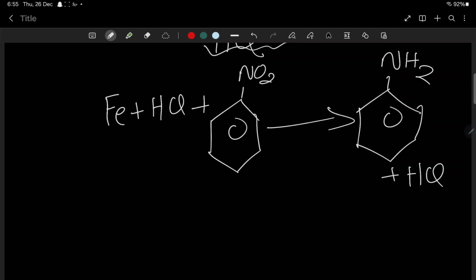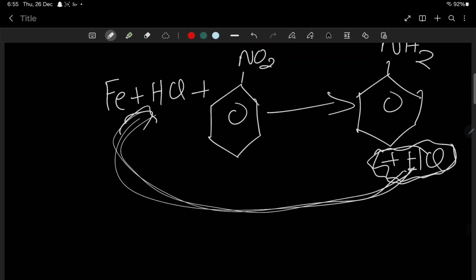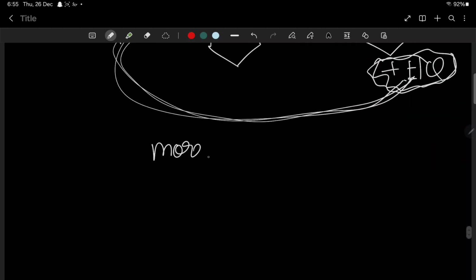Now what is happening? We got HCl here also. Really, HCl is a reagent, a reactant. Once again we are getting HCl formed here. So this HCl in the medium once again initiates this reaction, and we get more product.